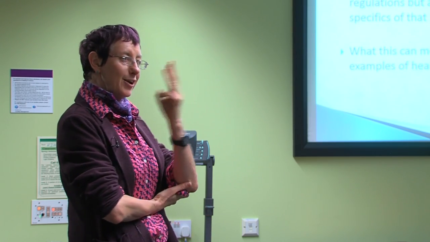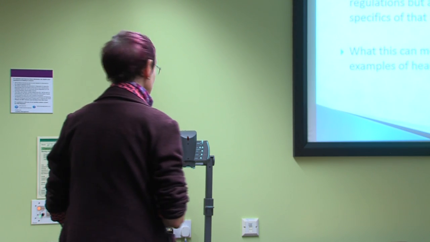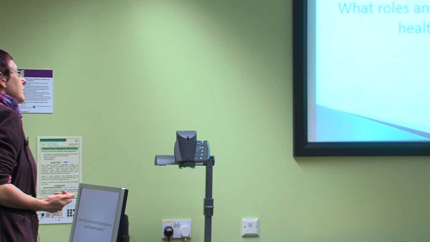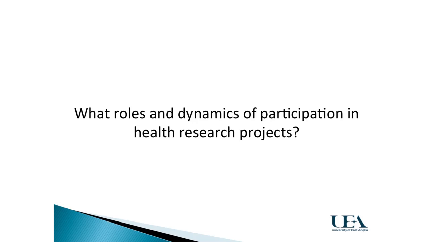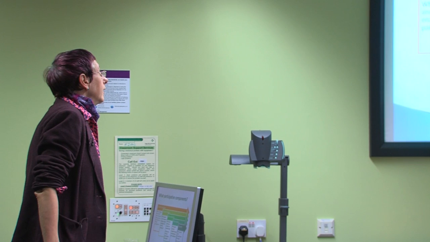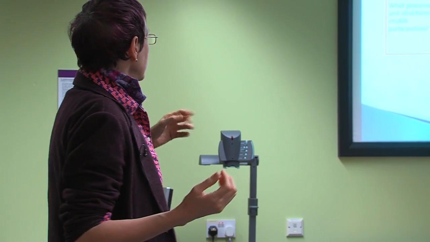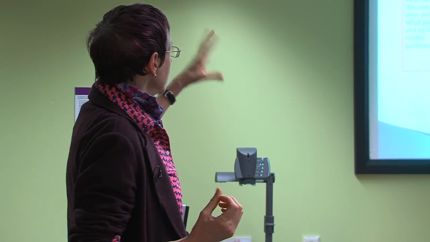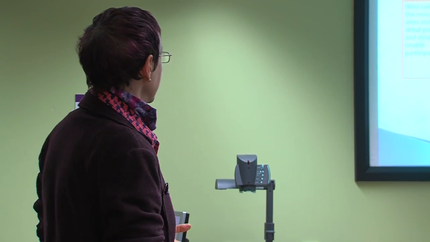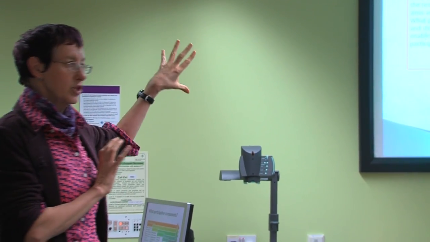So these are three little worlds that I'm going to refer to, and then think about what this can mean for embedding participation in those three examples. And I'm going to think about what roles there can be for participation, and then the kinds of dynamics that can be set up. And I'm going to think about, if we take in turn, so who are the research partners? And if we think about that, of the research partners, who is then able to shape the research aims, the research topics, and what processes and structures will enable participation through the research partners.